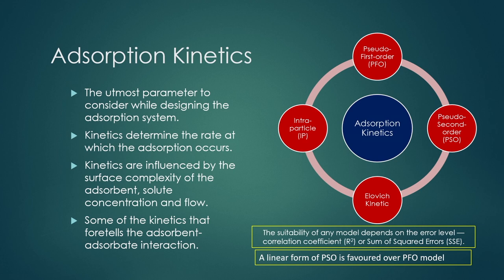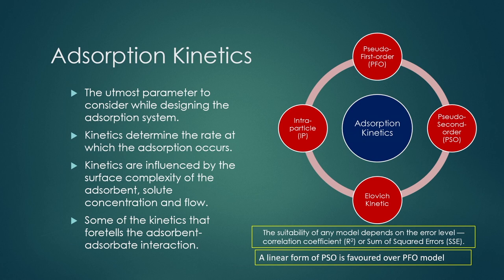That error can be assessed by the correlation coefficient or sum of square errors. That can be done by different software, or you can do it manually also, just by calculating the least square error value. And out of these models, you will see that a linear form of the pseudo second order model is preferred over the PFO model, that is the pseudo first order model.